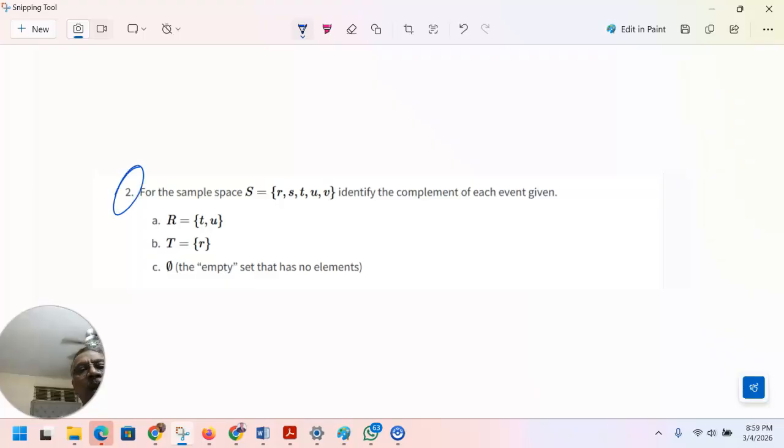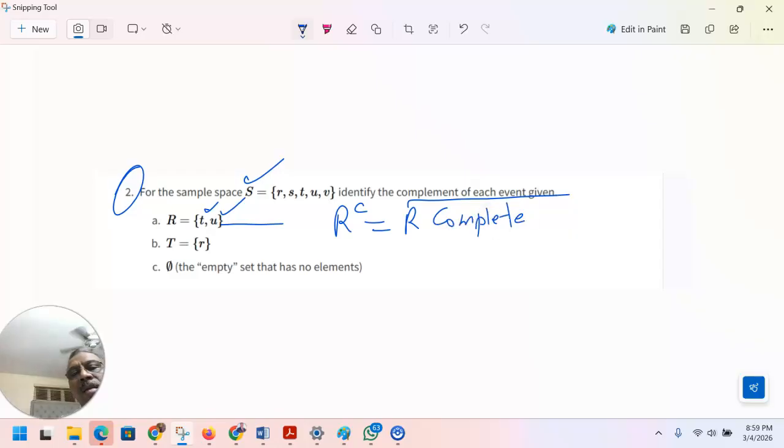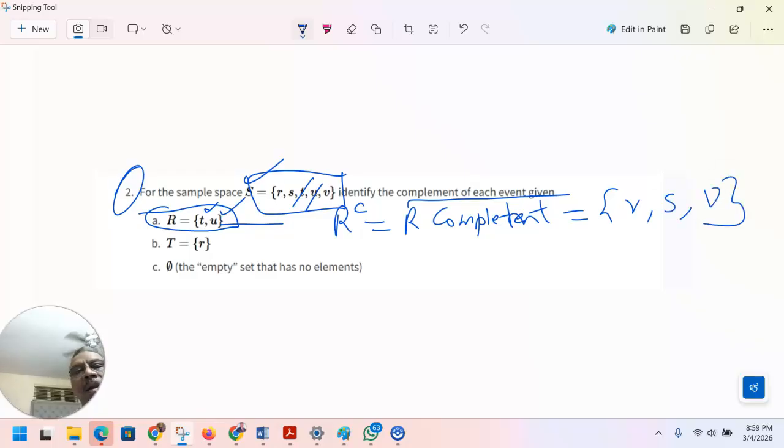Another example: write the complement of this, right? This time this is T and U, right? So which are the outcomes in this sample space? That means R complement. So what does this mean? R complement means outcomes that are over here but should not be here. That means you take off the T and U. So what you are left with is R, S, and V, and you're done, right?